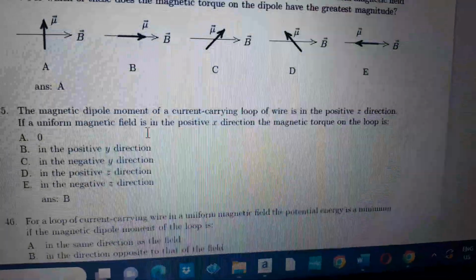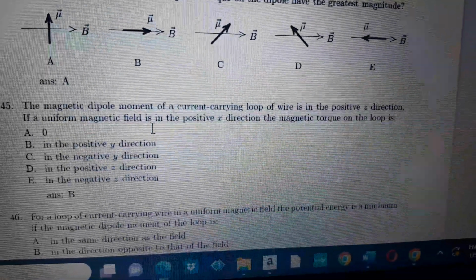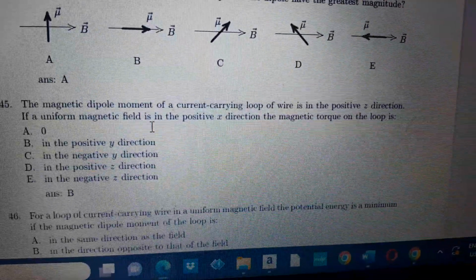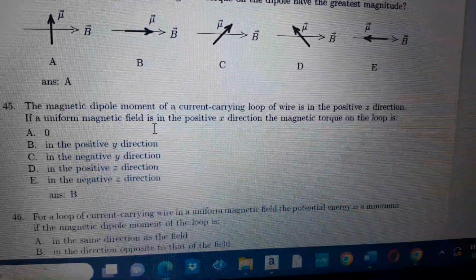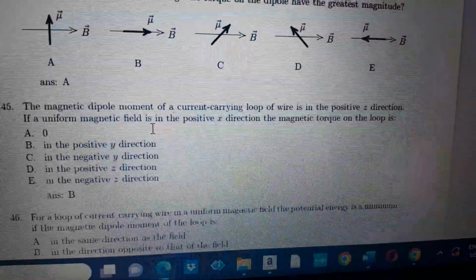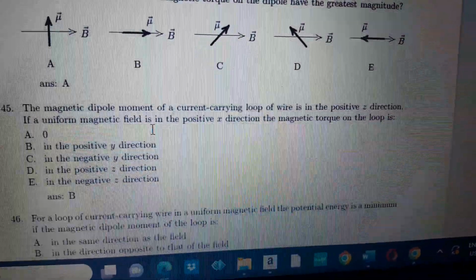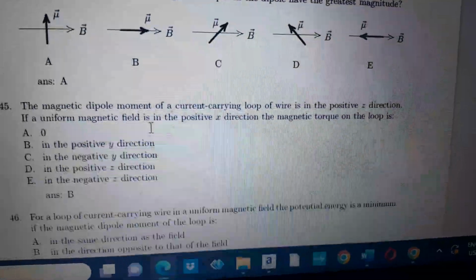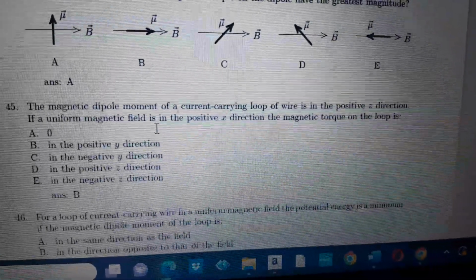The magnetic dipole moment of a current carrying loop of wire is in the positive z direction. If a uniform magnetic field is in the positive x direction, the magnetic torque on the loop is in the positive y direction.